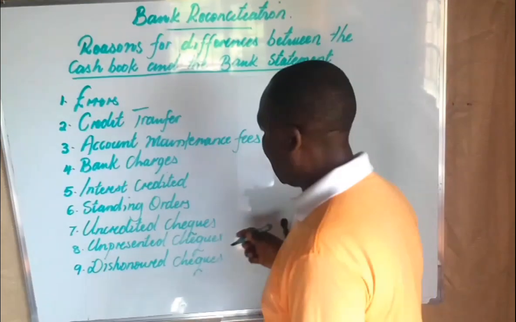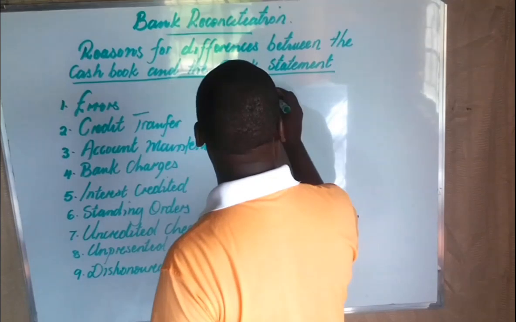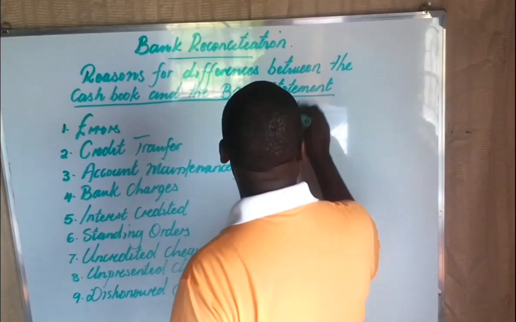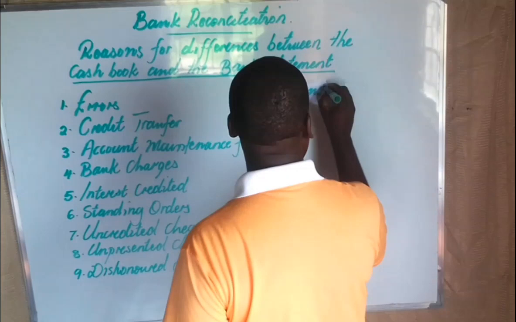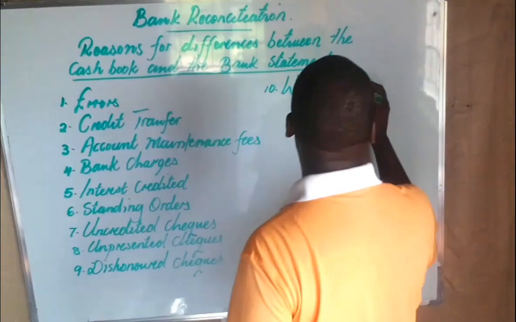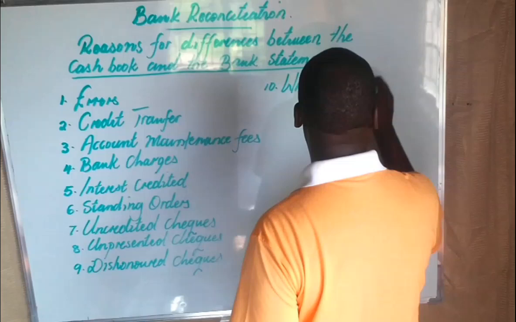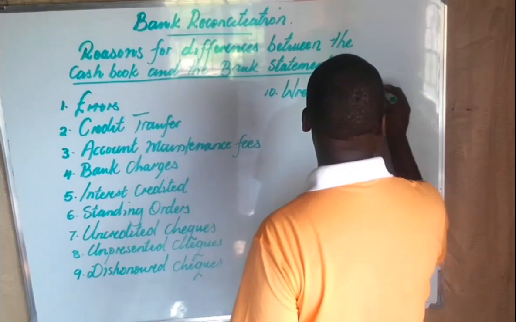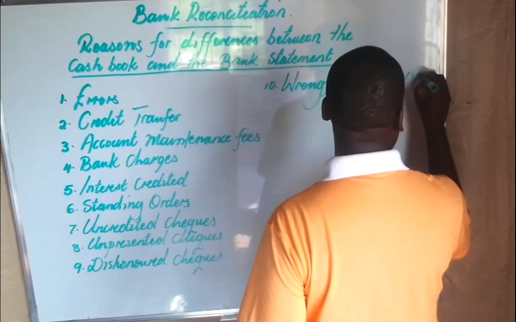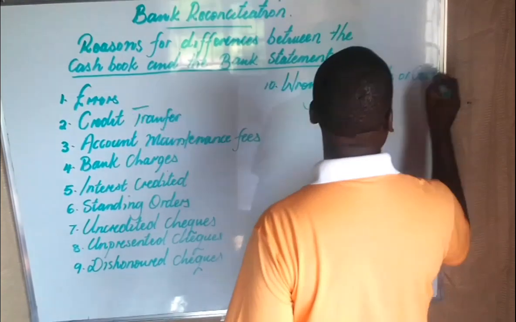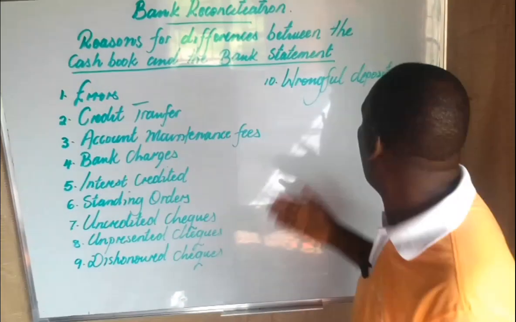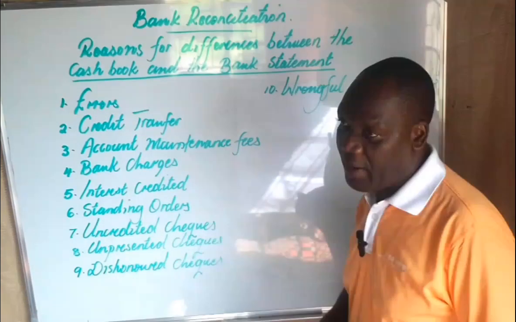Reason number 10, which is the last one for today, wrongful deposits or credits. Okay, so reason number 10, these are wrongful deposits or credits.